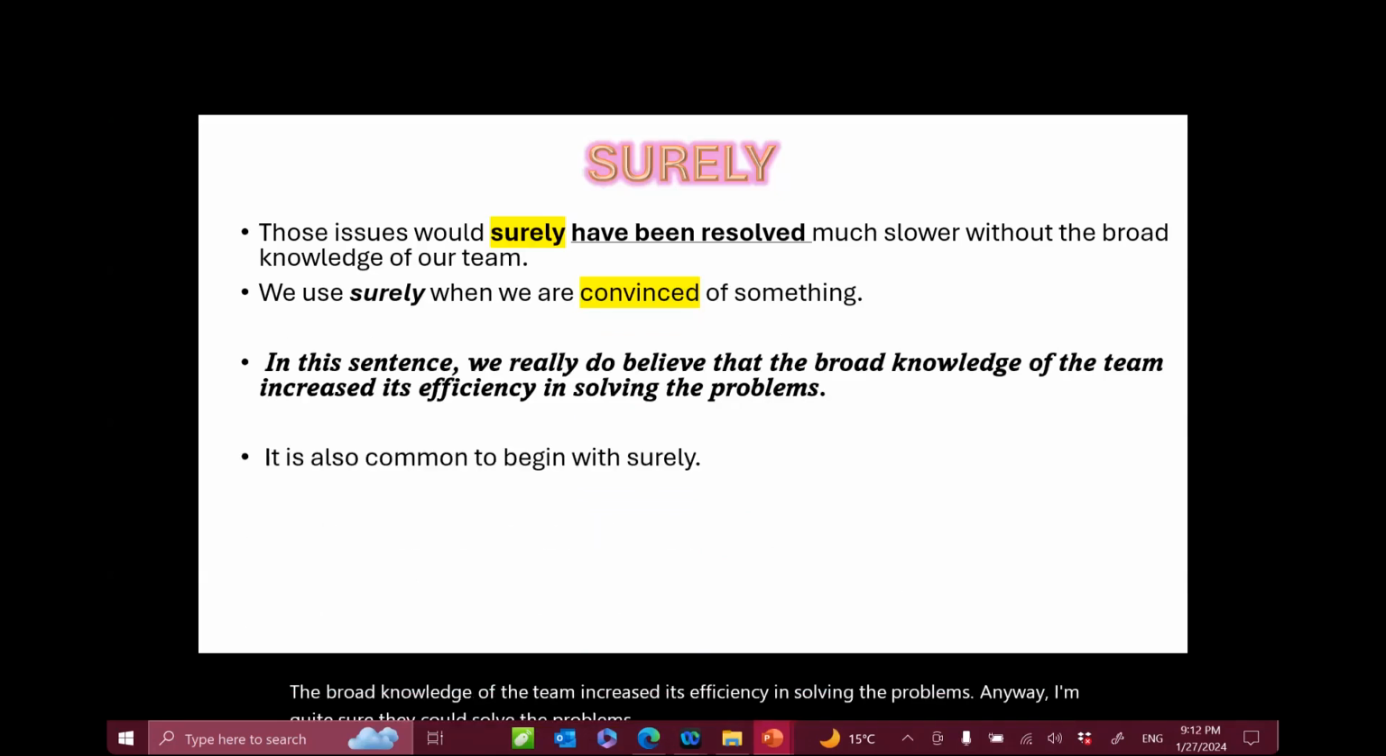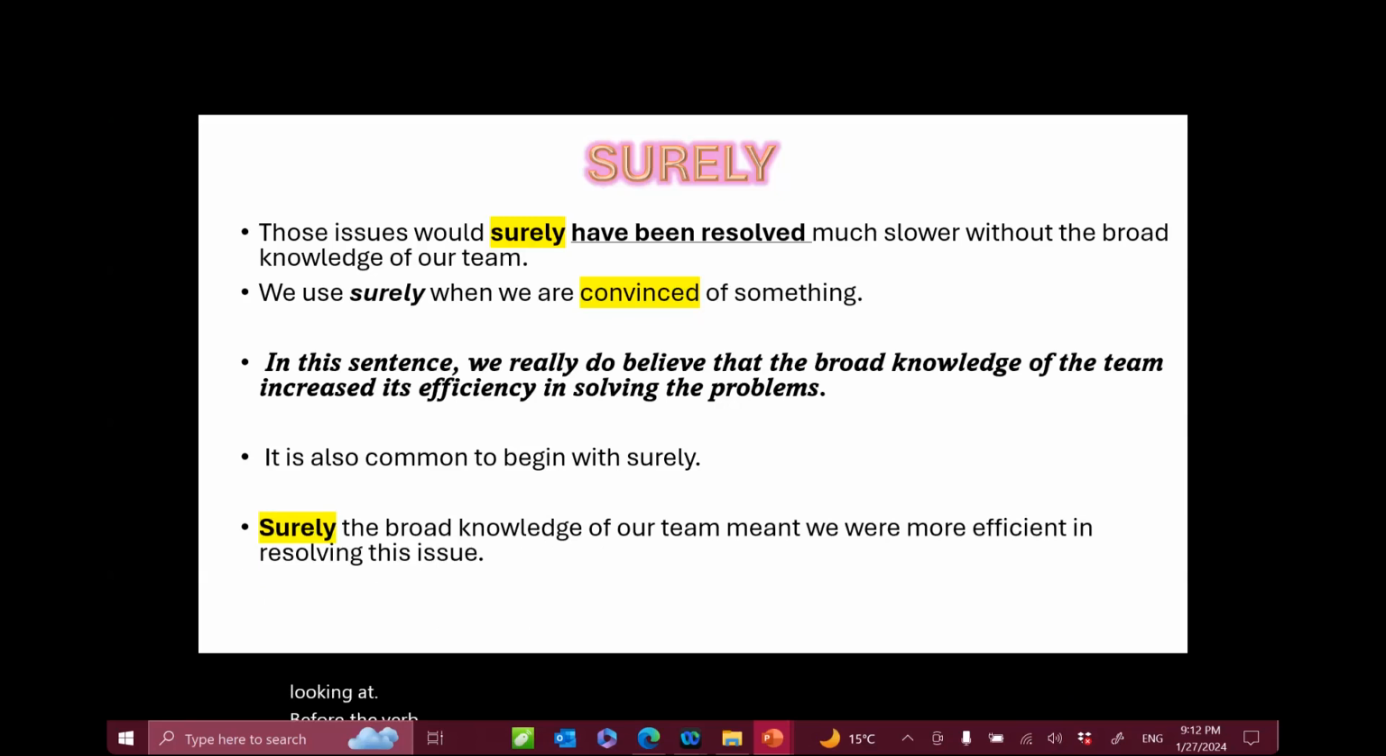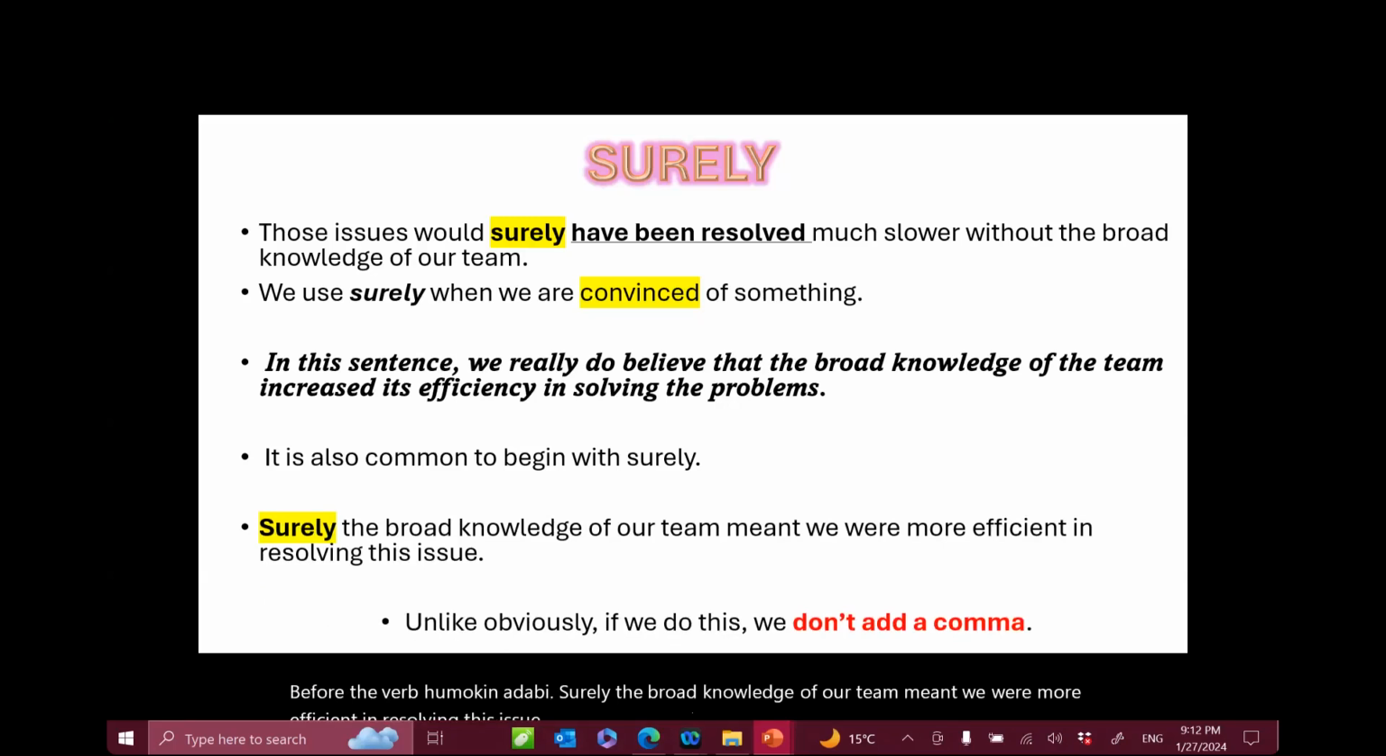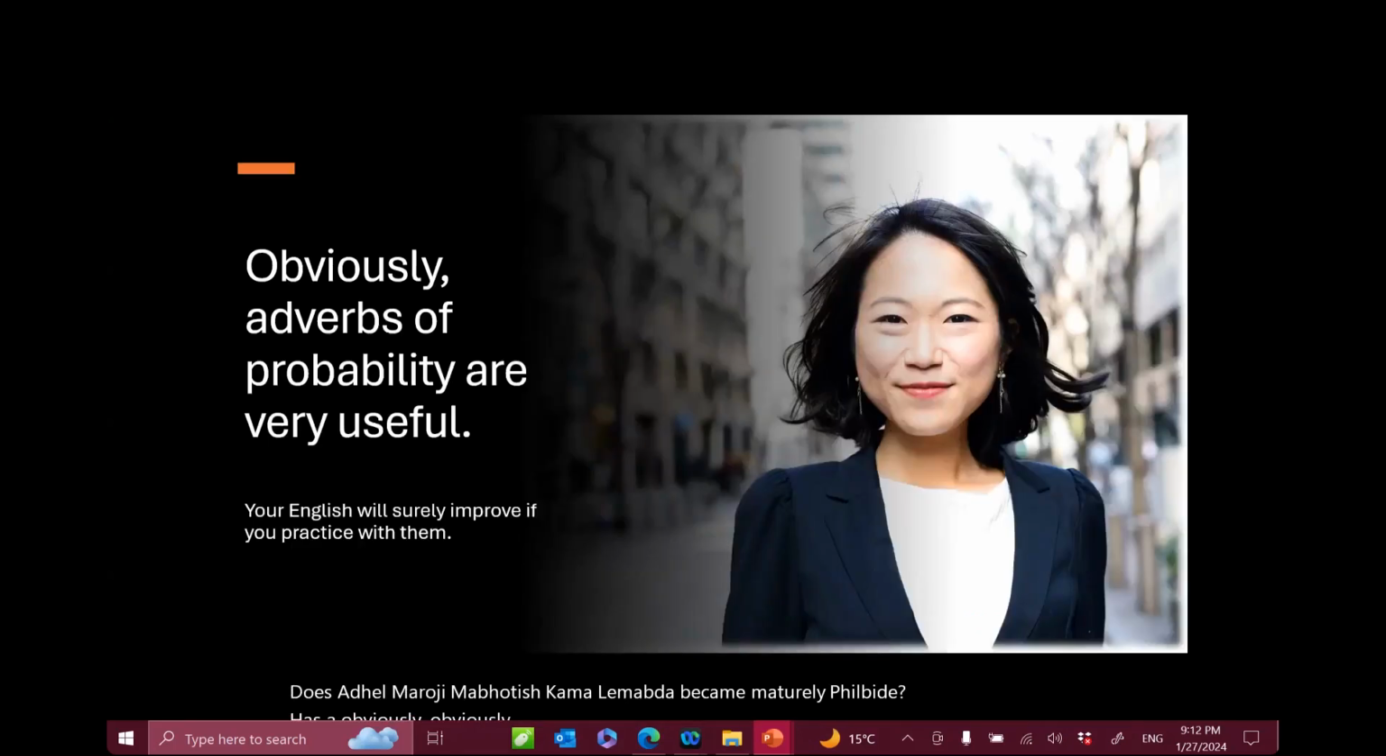Okay? It's also common to begin with surely. يعني أنا ممكن أحطها before the verb وممكن أبدأ بيها. Surely the broad knowledge of our team meant we were more efficient in resolving this issue. بس أنا هنا المرة دي ما بحطش كاما لما ببدأ بكلمة surely في البداية، ما بحطش كاما بعدها زي obviously. احنا كنا عند obviously بنحط كاما، لكن هنا بعد surely I don't add a comma. اوكي.